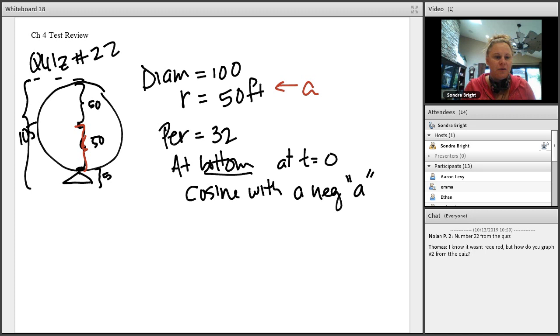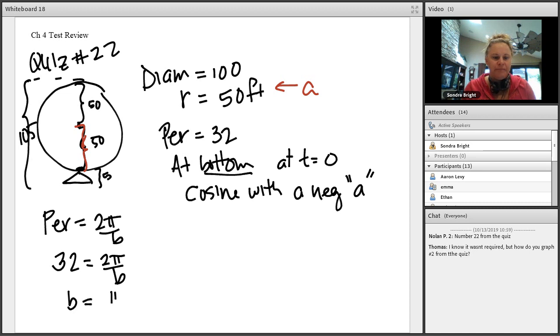And then we can find b by doing the period is equal to 2 pi over b. And so 32 is equal to 2 pi over b. And solving for b, you would get 2 pi over 32, which will give you pi over 16.